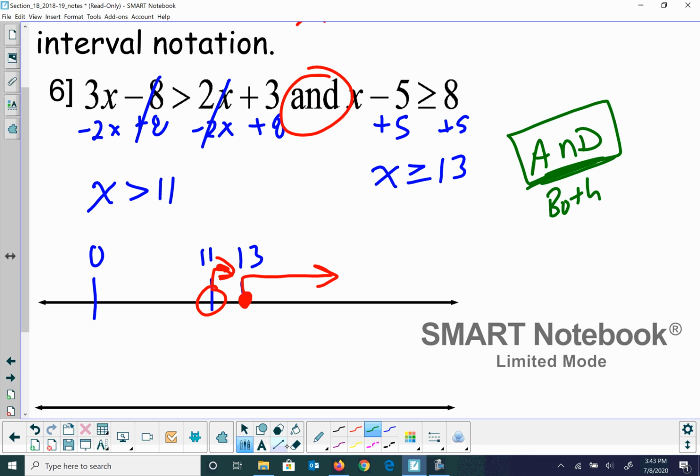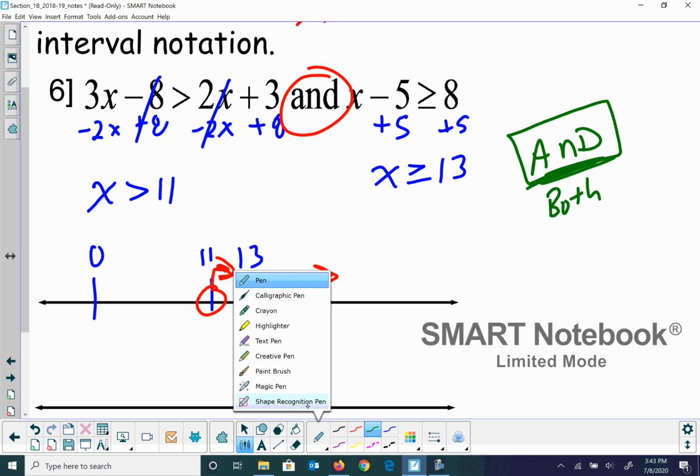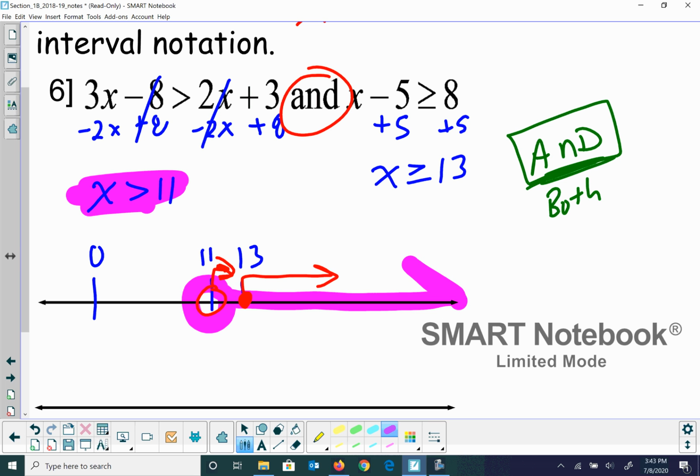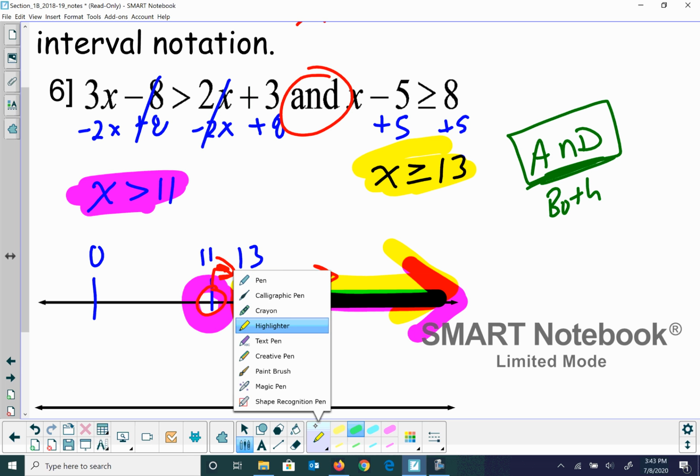So what we have to think about is, let's bring that highlighter back up. If I talk about this part of the problem, we're at an open dot going this way. If I talk about this part of the problem, that's a solid dot right there, and that's going this way. So they overlap here. See where that got nice and dark? That's where the 2 graphs overlap each other. So I want to include that overlap.